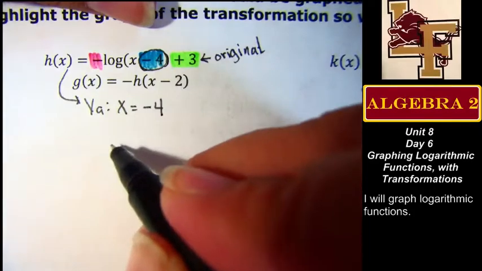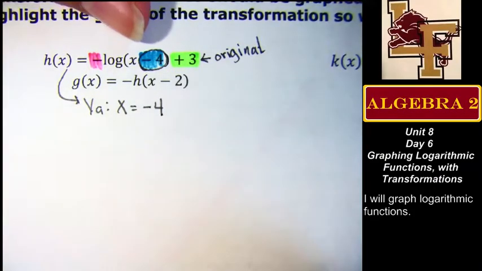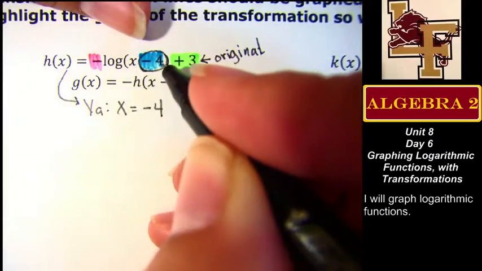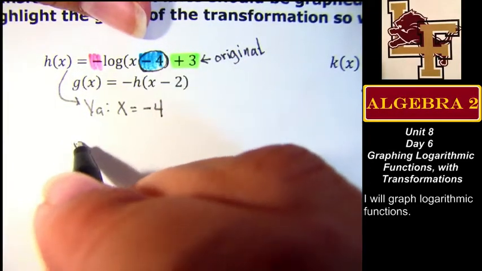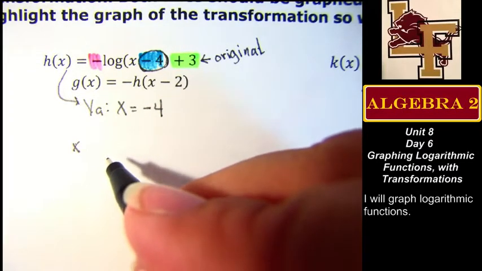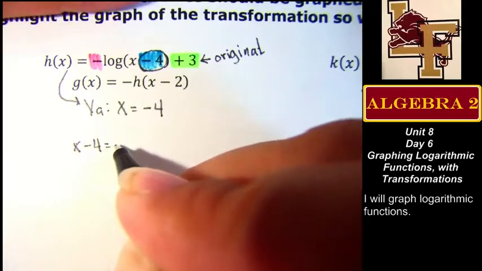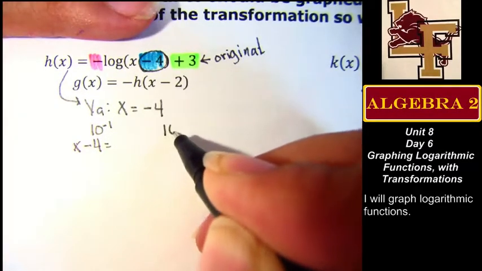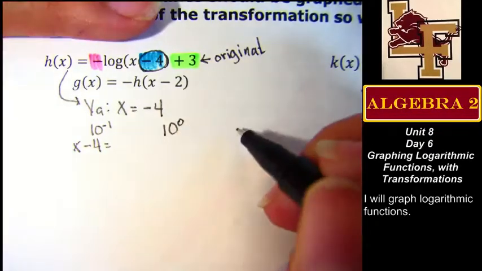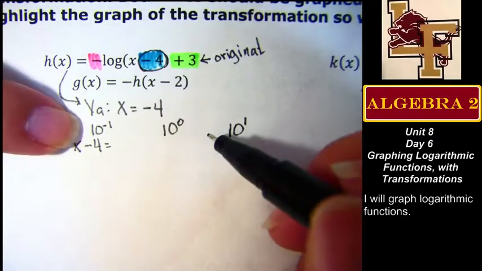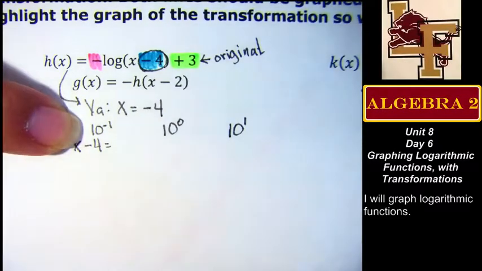And now I'm going to find some nice values, okay? So the nice values are going to be where this stuff in here, this x minus 4, I want it to equal 10 to the -1. Then I'm going to look for it to be equal to 10 to the 0. And then I'm going to look for it to be equal to 10 to the first. I'm grabbing 10 because that's the base of my logarithm. There's no base listed, so we're assuming it's a base 10.